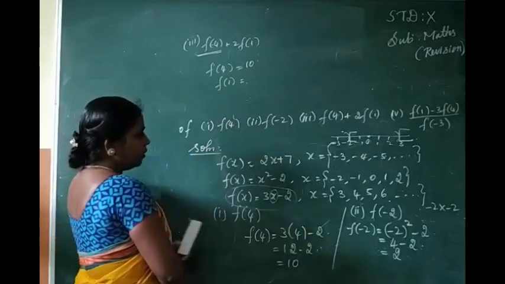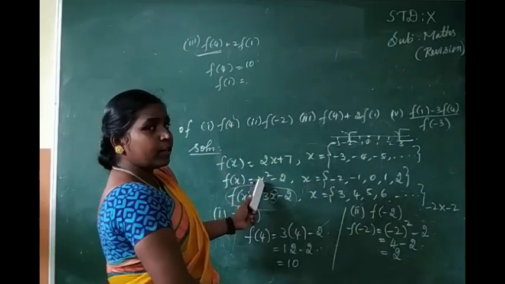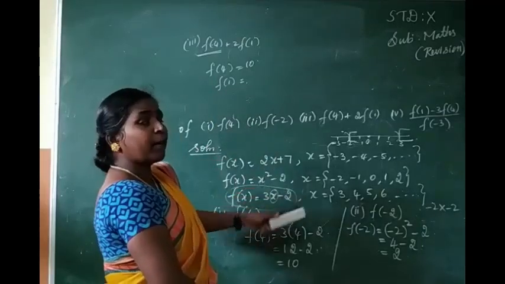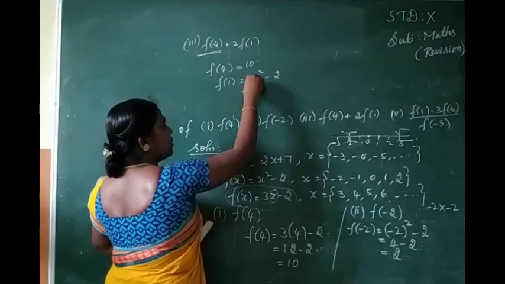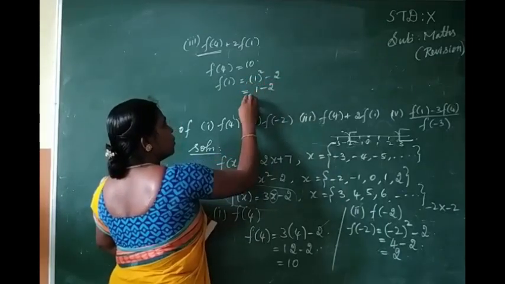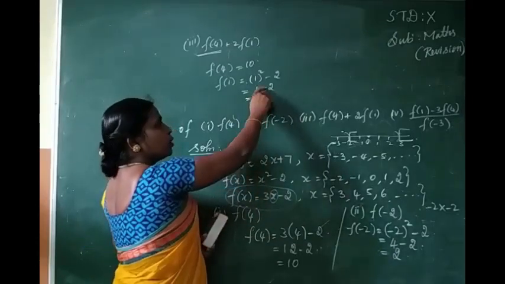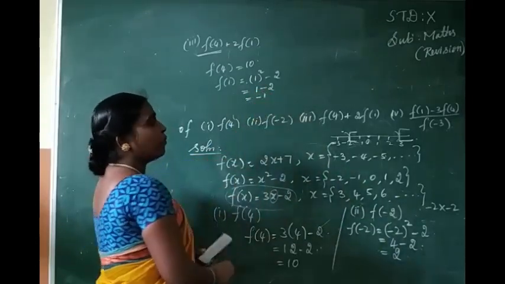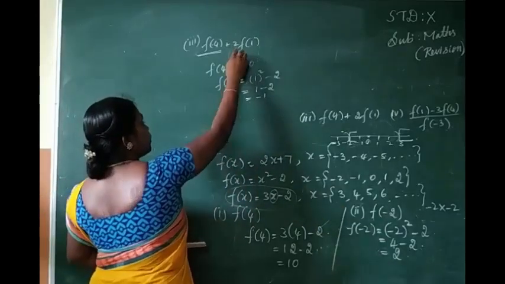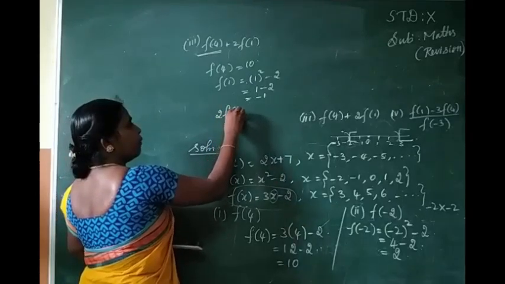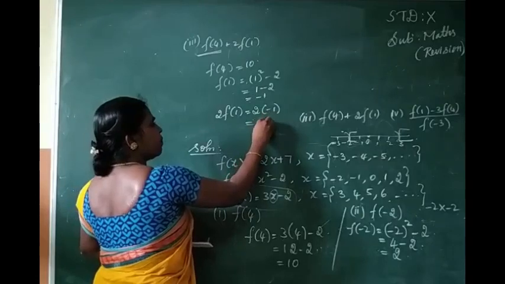So 1 is in the second f of x, so instead of x, you have to say 1. 1 square minus 2. 1 square means 1, minus 2. Greater is negative, so put minus, 2 minus 1 is 1. So f of 1 value is minus 1. Actually we need 2 f of 1, so 2 into f of 1 equal to 2 into minus 1, which is minus 2.